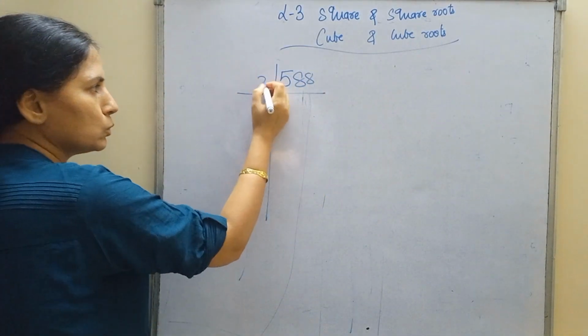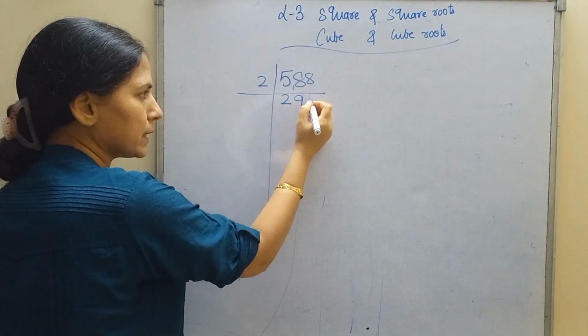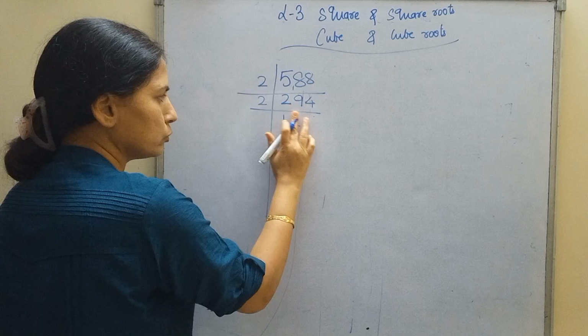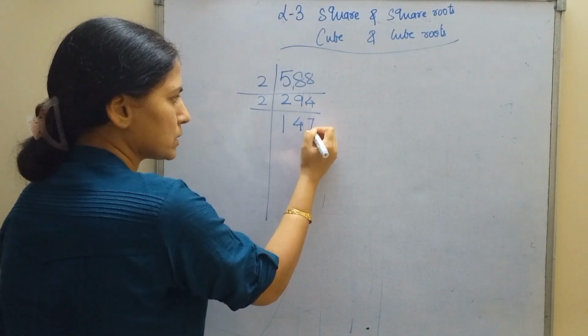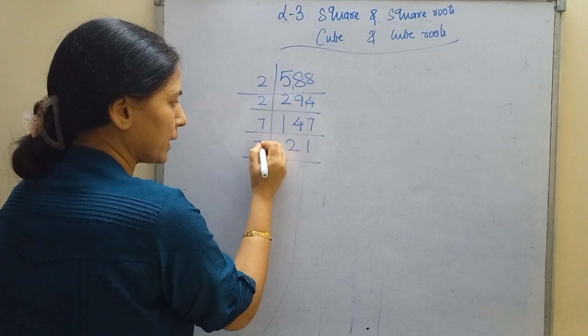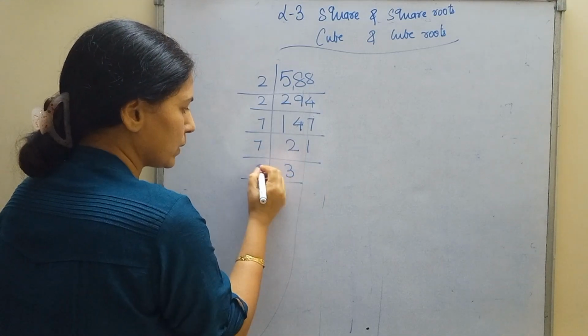Okay, 2 2s are 4, 2 9s are 18, 2 4s are 8. Then take 2, 2 1s are 2, 2 4s are 8, 2 7s are 14. Then take 7, 7 2s are 14, 7 1s are 7. Again take 7, 7 3s are 21, 3 1.